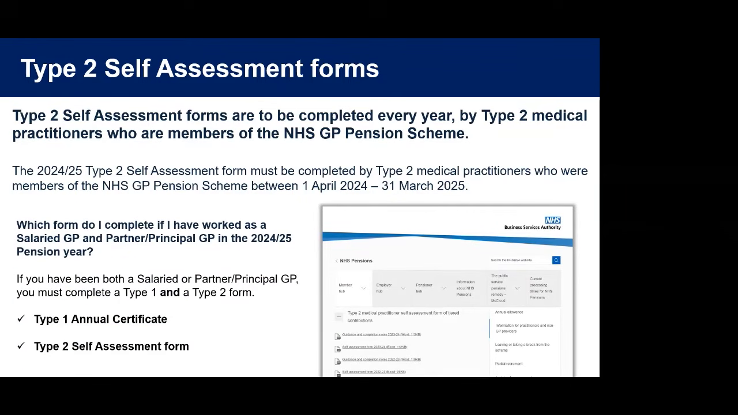If a GP has changed roles throughout the pension year, for example, being a partner GP, then moved to a salaried position, then you'll need to complete both the Type 1 and Type 2 forms in order to cover both roles.